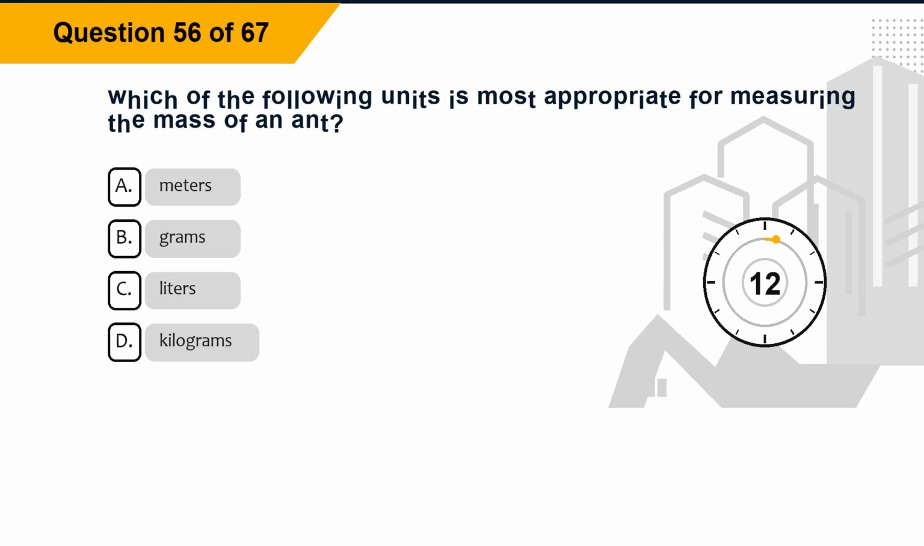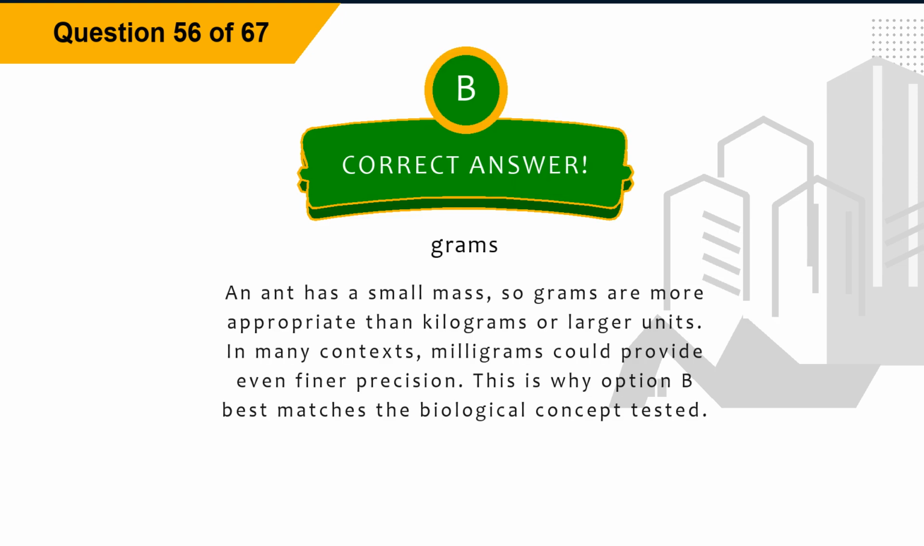Question 56. Which of the following units is most appropriate for measuring the mass of an ant? Option A, meters. Option B, grams. Option C, liters. Option D, kilograms. The correct answer is option B, grams. Explanation. An ant has a small mass, so grams are more appropriate than kilograms or larger units. In many contexts, milligrams could provide even finer precision. This is why option B best matches the biological concept tested.